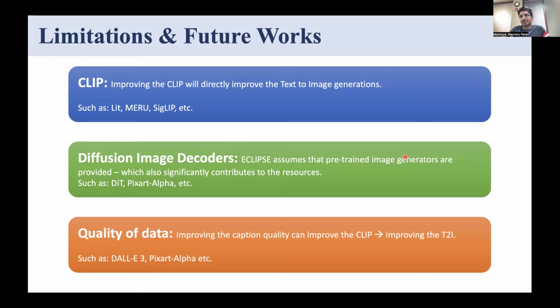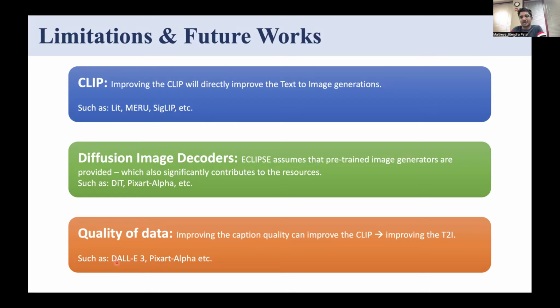Another major component that we have not yet addressed in Eclipse is the diffusion image decoder. In the unCLIP stack, there are two different modules, the prior and the diffusion image decoder. We were able to improve the prior drastically, but there is still future work that remains. So how do we want to improve these decoders? Some works like diffusion image transformers are showing a promising direction. And these works can be directly incorporated with Eclipse because of the modularity of the unCLIP stack.